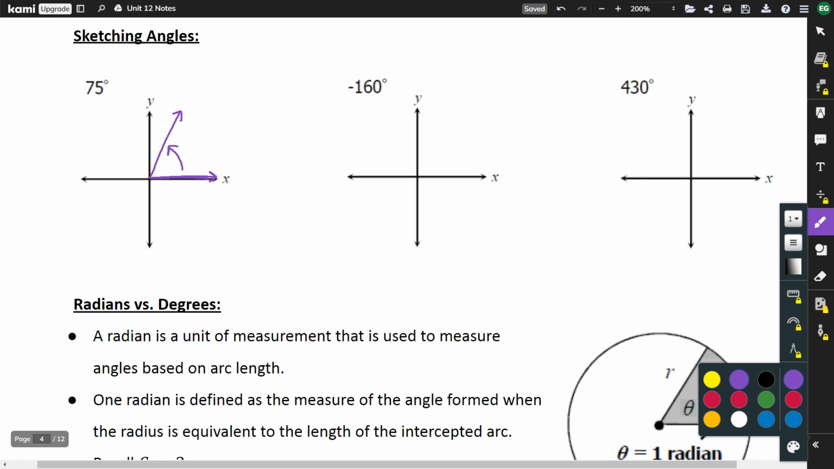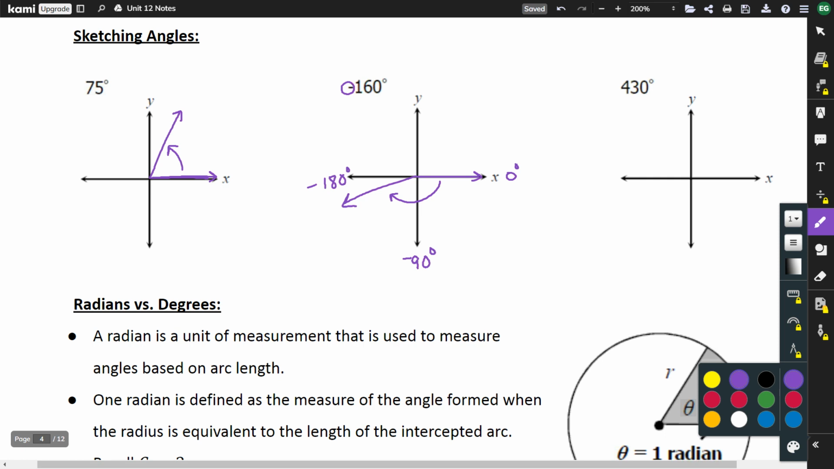Now, negative 160, so let's mark it like this. I know this is 0. This would be negative 90, because we know a negative is going to make us go clockwise. This would be negative 180 degrees. So I know negative 160 is going to be somewhere over here. I have my initial side, my terminal side lands in between negative 90 and negative 180, but closer to negative 180. And this time our arrow is going to show that it opened clockwise.